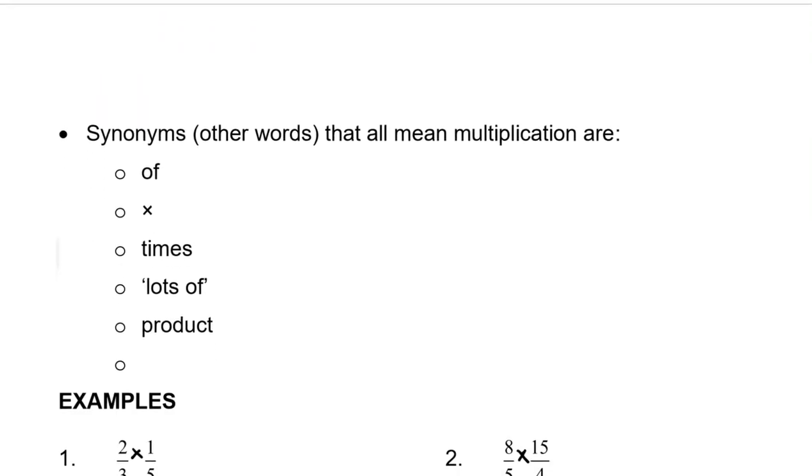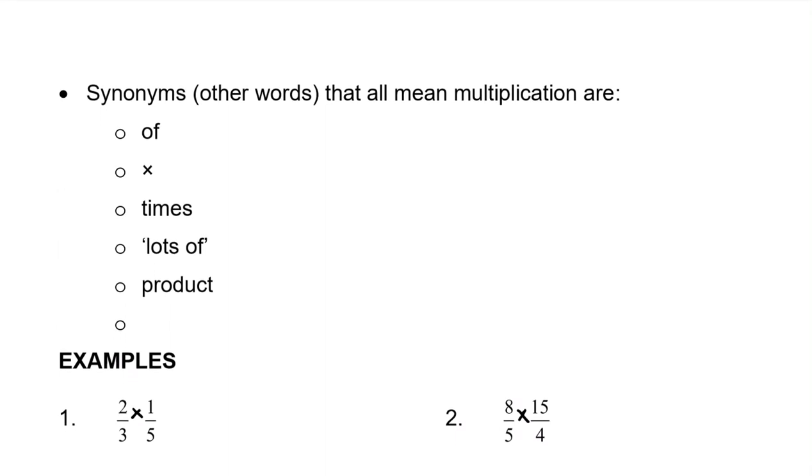Okay, on the next page, there's a few words here that you need to know. So synonyms means these words mean the same thing as multiplication. Okay, so all these ones down here, all these things here mean multiply. So if I say a quarter of 10, that word of means I'm multiplying.